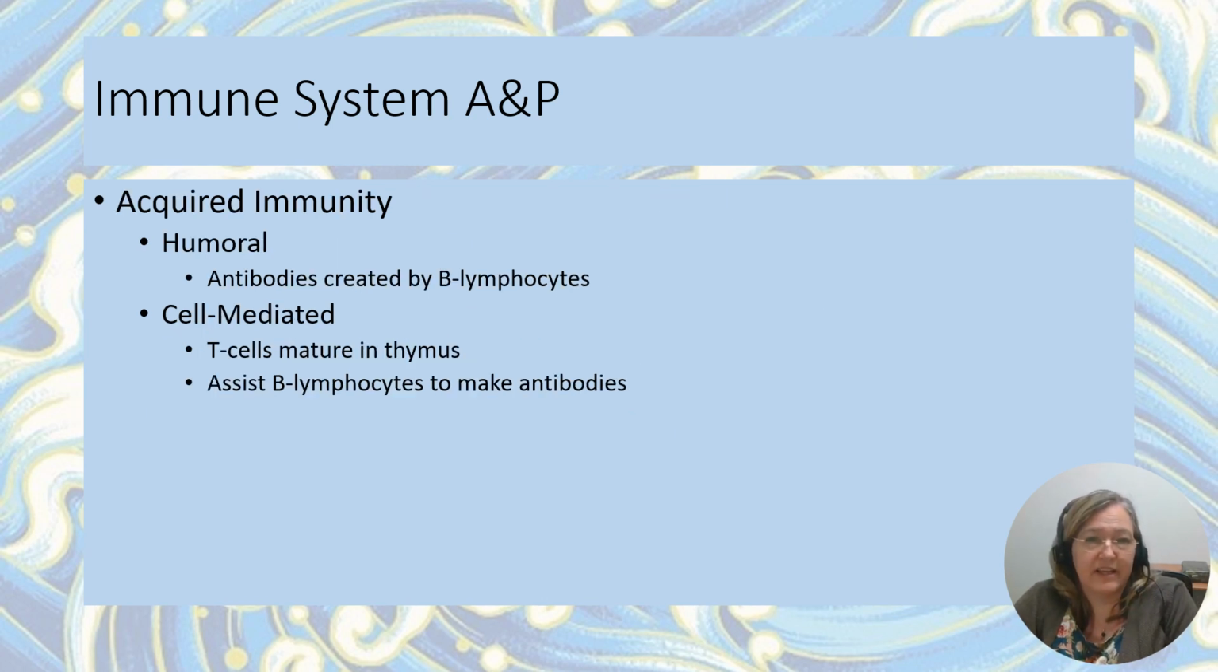The memory that you get on white blood cells to a specific antigen is actually under the humoral response, acquired immunity. So immunity can be acquired through vaccination or from exposure to a particular organism. So cell-mediated immunity involves the T cells, as I said earlier. Remember that they come from the thymus and they assist B lymphocytes to make antibodies.